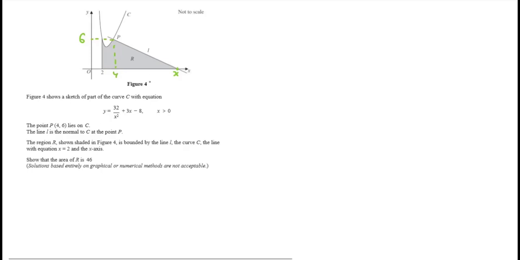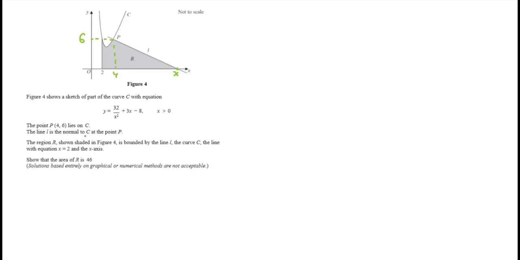We'll start off then by dealing with this straight line, working out its equation, because with it we can work out this missing x value. Because we know that the line L is the normal to C at P, the normal, if you remember from the differentiation videos, which if you haven't watched yet, I advise you do, is a straight line with a gradient that is perpendicular to that of the curve at that point.